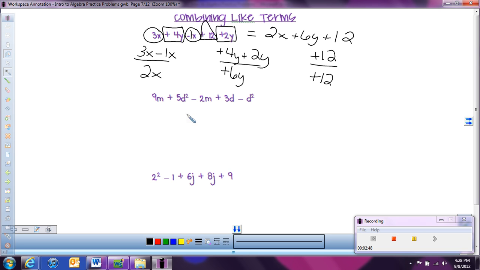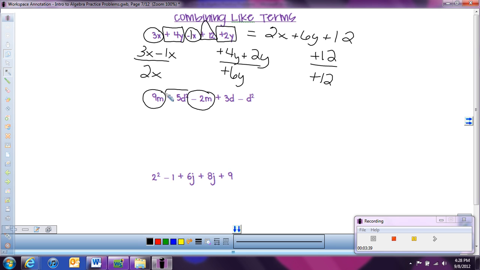Let's try this next one. We're going to start the same way as before. I'm going to start with 9m and put a circle around it. And I'm going to find any other like terms, so any other terms that have m raised to the first power. And I see one right here. Remember, we're going to include the operation sign that's in front of that term, so we know what to do when we combine them.